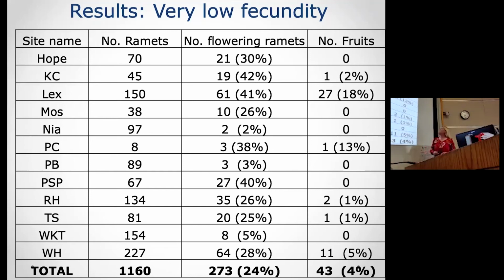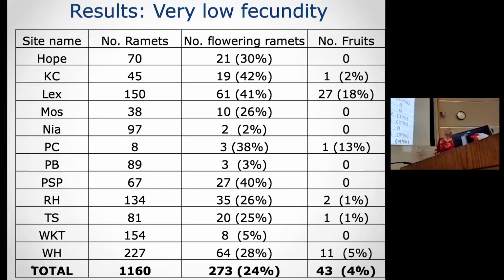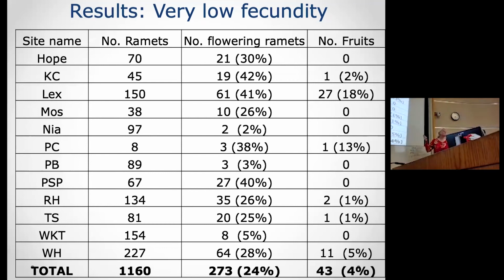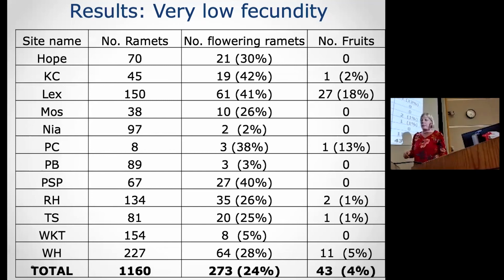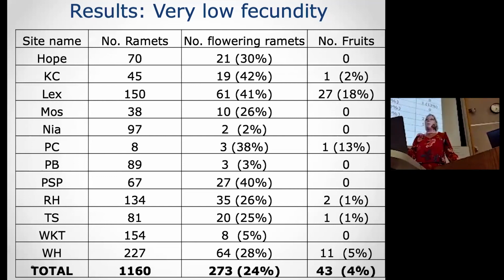And we saw a very wide variation in reproductive success. Almost all the populations that you see here produced only 0, 1, or 2 fruits. And then there were 2 populations that produced the vast majority of seeds: 27 seed pods here and 11 here. So as people have mentioned before, we saw a lot of variation in fecundity, with a few populations producing a large number of fruits and most of the populations producing 0 fruits.